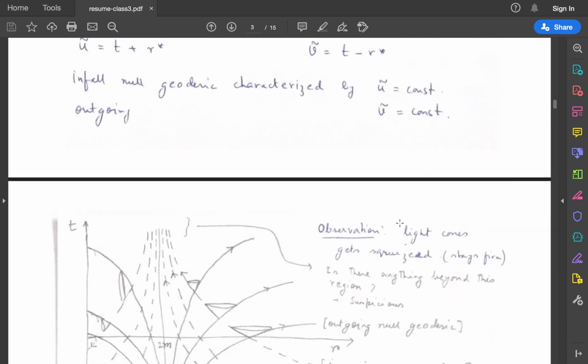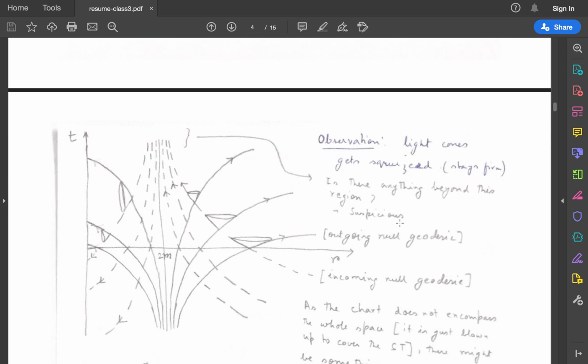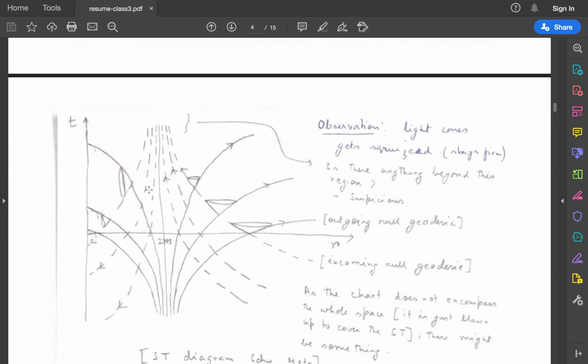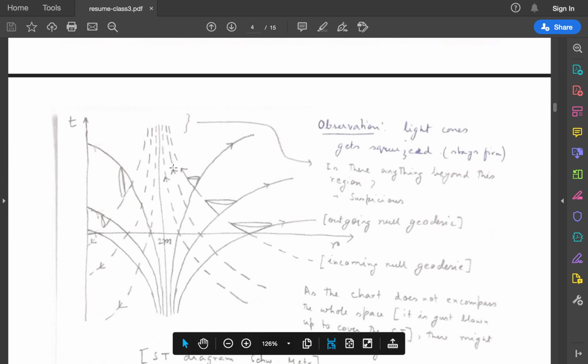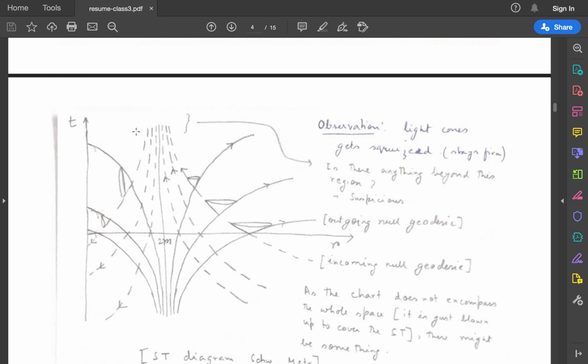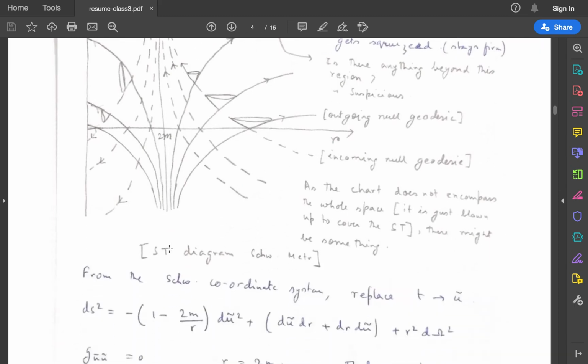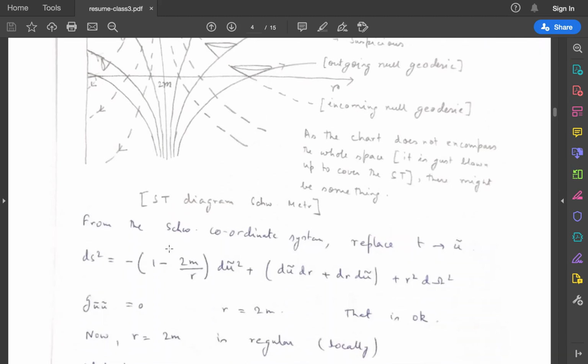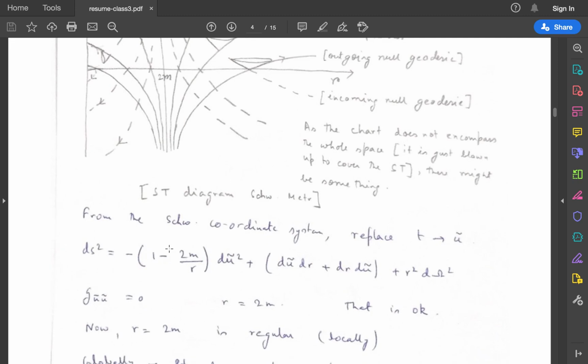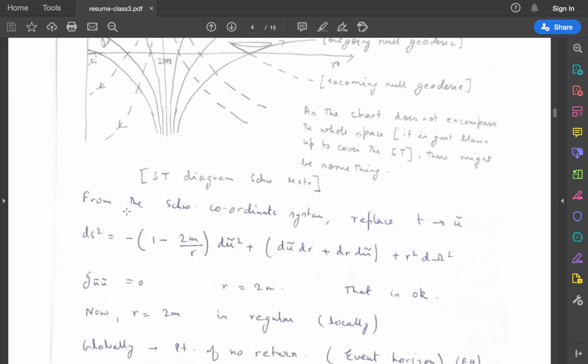You can check yourself. This is the old space-time diagram in Schwarzschild coordinates of the Schwarzschild metric, and as I have shown, there are some suspicious things going on here, and we are trying to avoid this type of singularity. So what can be done? We have introduced this coordinate transformation. For the Schwarzschild coordinate system, let us replace t with u tilde. If I do that, what happens?